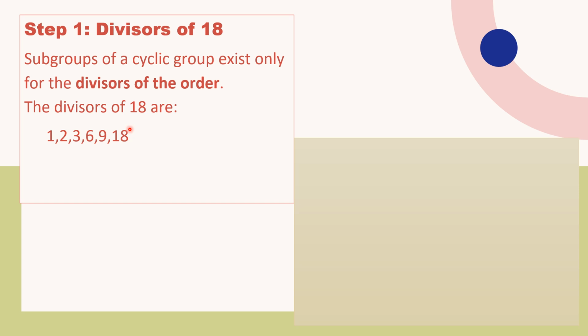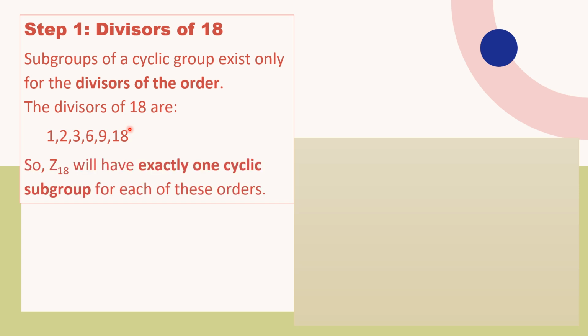So now we have the divisors. What does this mean? That for each of these divisors, we have exactly one subgroup. This is what we want. We want all the subgroups, right? So how many are they? They are the divisors of the order of that group. The divisors are these, so how many subgroups will we have? 6. So this cyclic group Z18 has 6 subgroups.